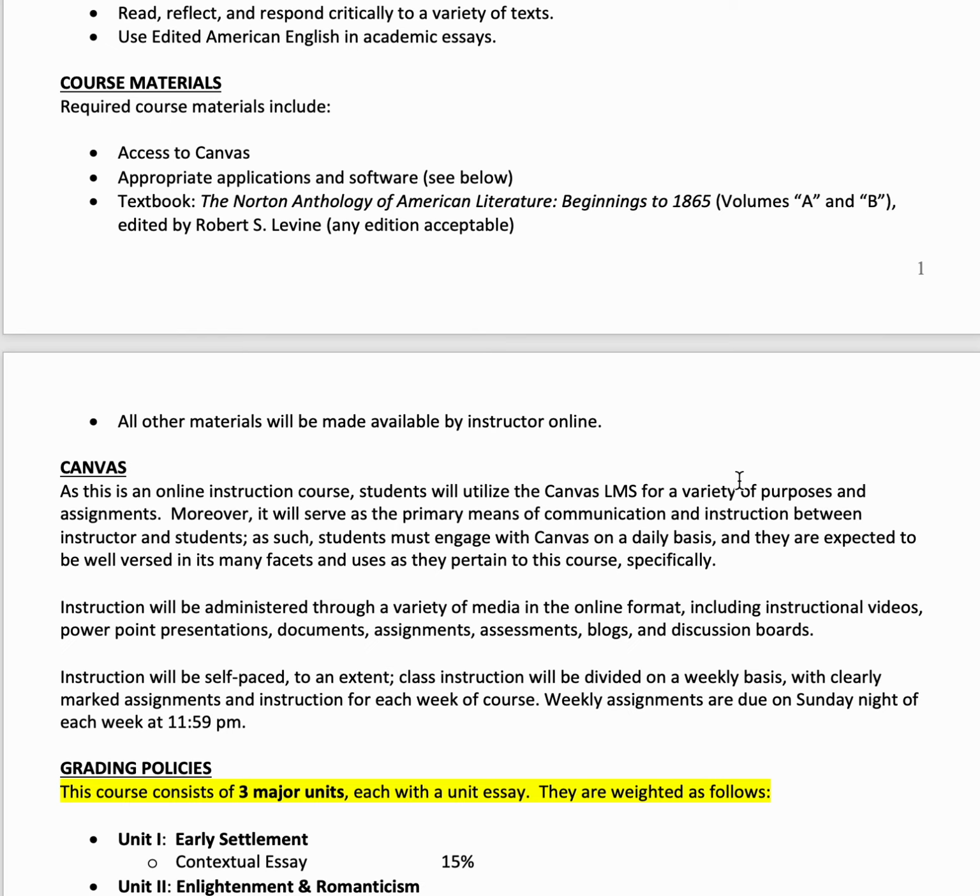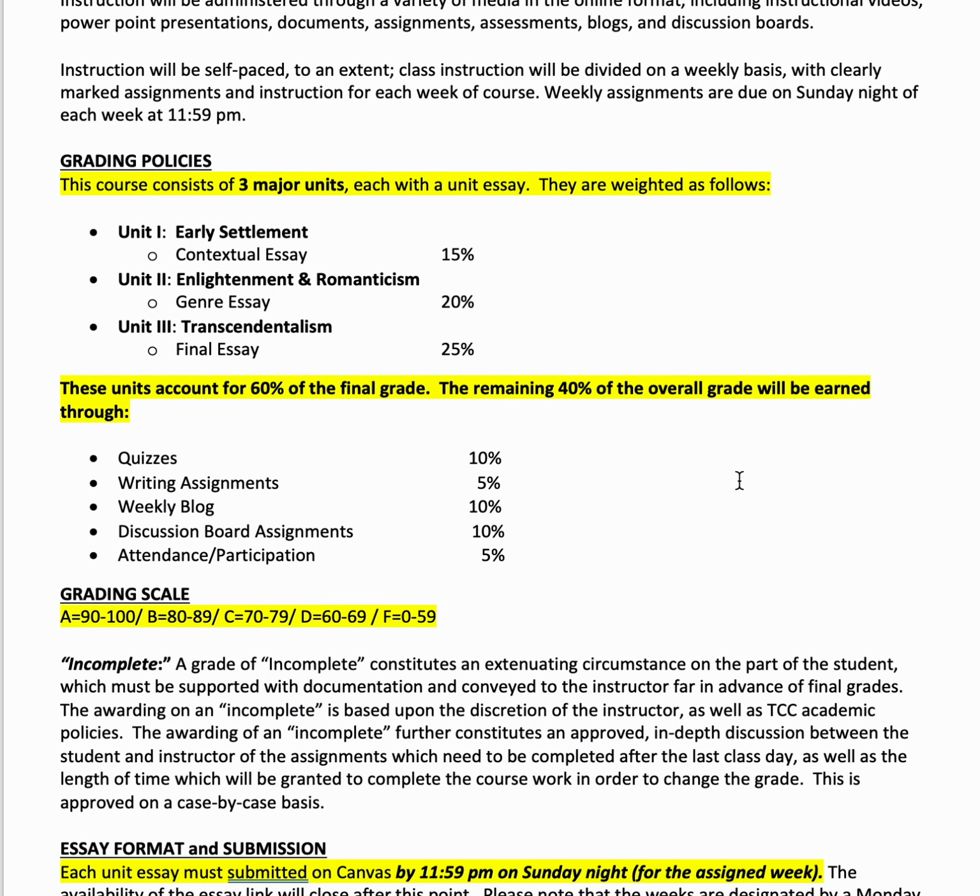Everything is divided up on a weekly basis, so your coursework for each week is due at Sunday at 11:59 p.m. of that week. The course has 3 units. You'll look at the early settlers, which is really our first week. The second unit is Enlightenment and Romanticism. That's 2 weeks. And then Transcendentalism is the last week. You have an essay for each of those. And then that's 60% of the grade.